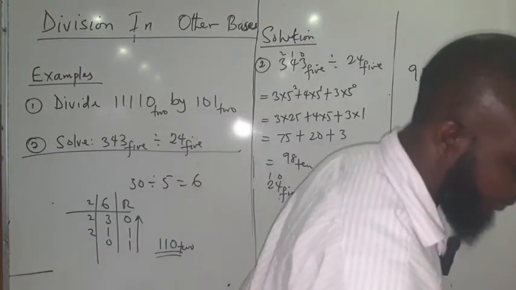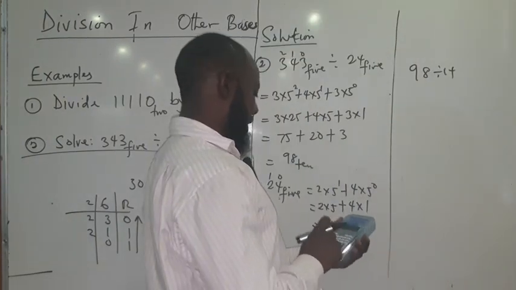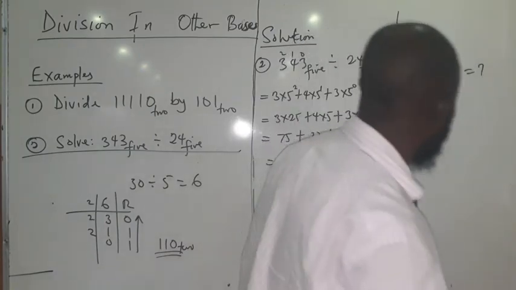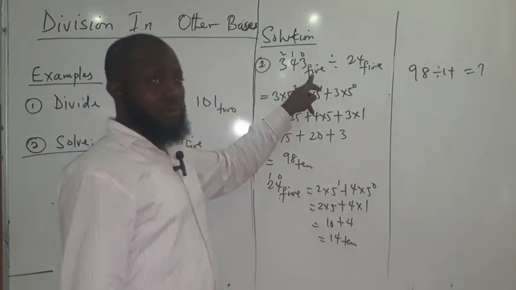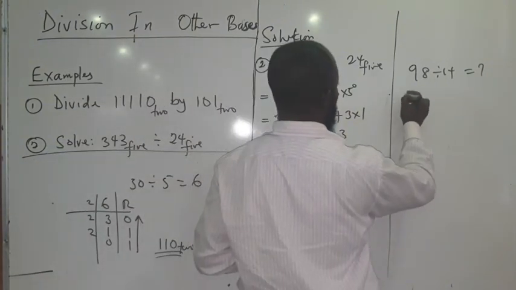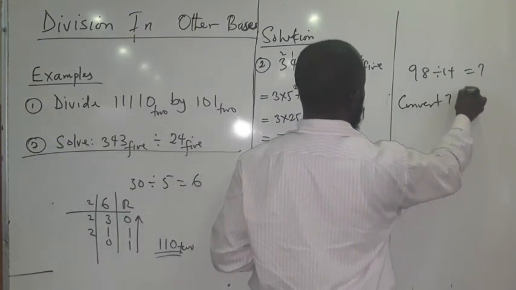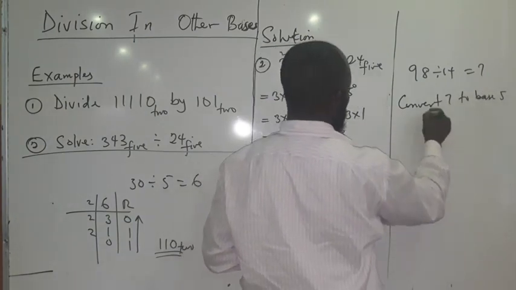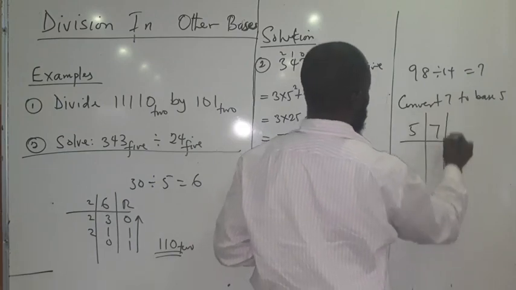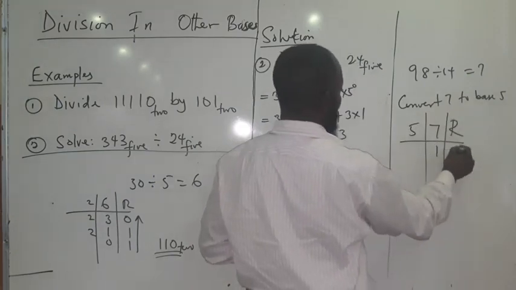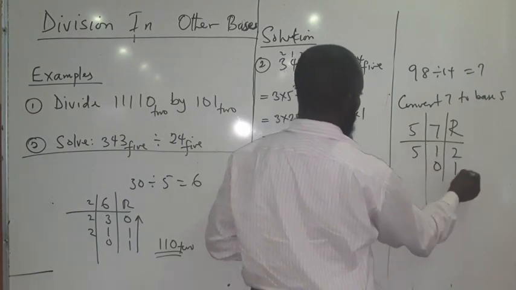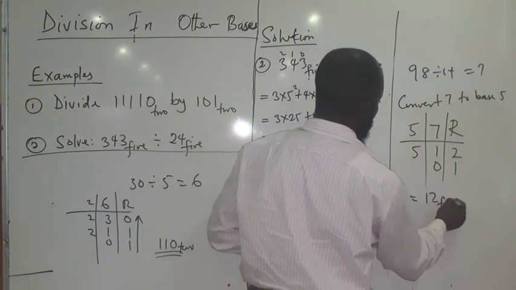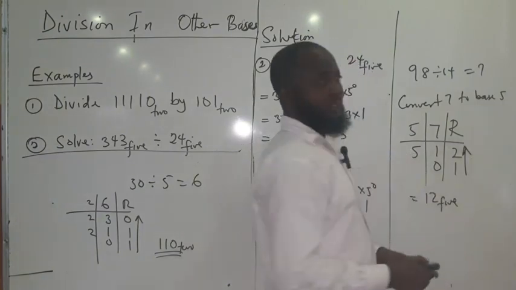What do we have? 98 divided by 14, and that gives us 7. So it is this 7 that we're going to convert to base what? 5. So that means convert 7 to base 5. So we have 5 here, 7, with a remainder. So 5 here, 1 remainder 2. 5 here, 0 remainder 1. So that means our answer will then be equal to 12 base 5. This is very clear.